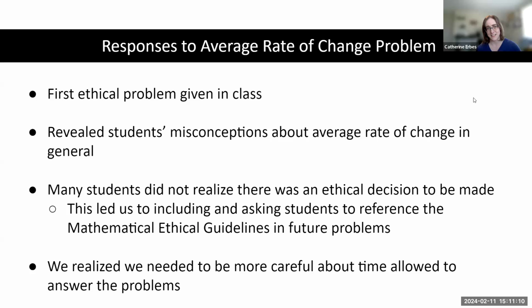So some of the responses to this: it was the first of the problems that we wrote that I gave in my class. I think Juliana also. Yeah. The main thing that I learned from this problem was that they really didn't understand how to interpret average rate of change outside of the context of velocity. And so there was a really long conversation about the difference between change, like absolute change, and rate of change.